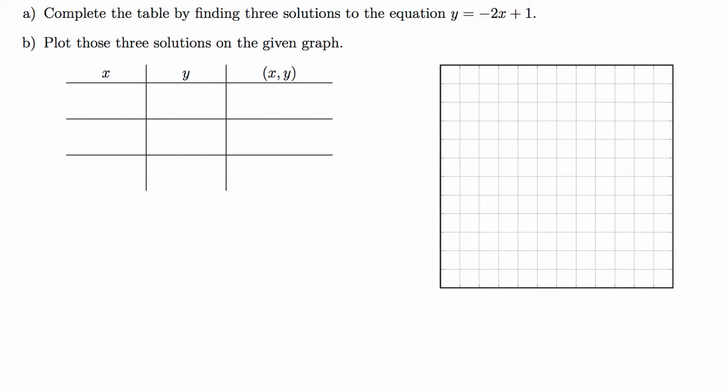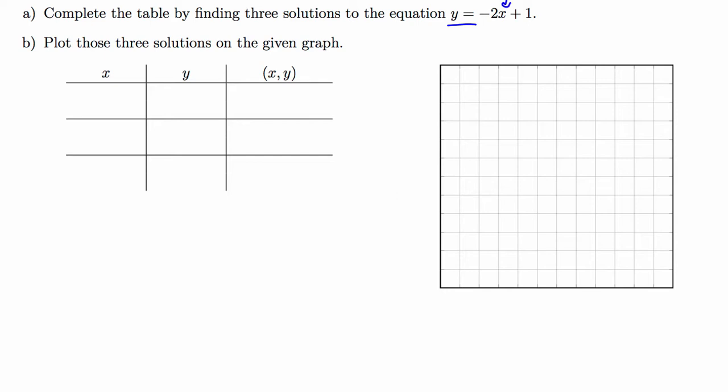To begin finding 3 solutions to that equation so that we can complete the table, we need to either begin by picking an x or a y value. Since this equation is already in the form y equals something, it is already solved for y, so our work will be simpler if we begin by picking values for x.